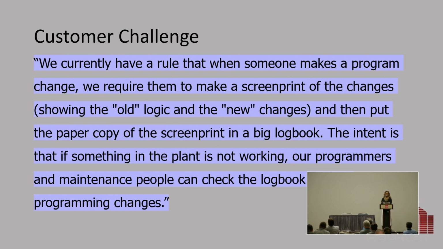We currently have a rule that when someone makes a program change, we require them to make a screen print of the changes showing the old logic and the new changes, and then put a paper copy of the screen print in a logbook. So they're taking a screen print, printing it out, putting it in a logbook and putting it side by side with the old one, right? The intent is that if someone in the plant is not working, our programmers and maintenance people can check the logbook for any programming changes. It seems pretty straightforward.